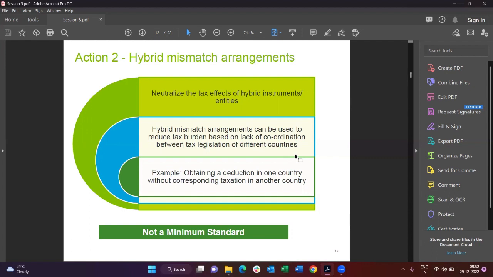An example of a hybrid entity is a partnership firm or trust. In India, the share of profit of the partnership in the hands of the partners is not taxable, since we consider the partnership firm to be liable as a separate legal entity. But in some countries, the partnership firm itself is not taxable.